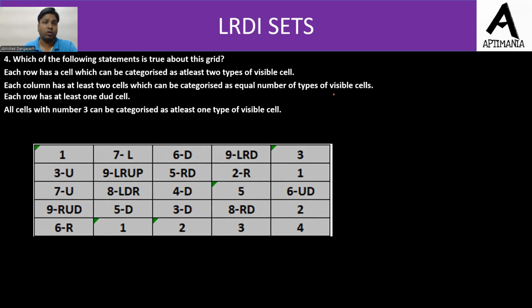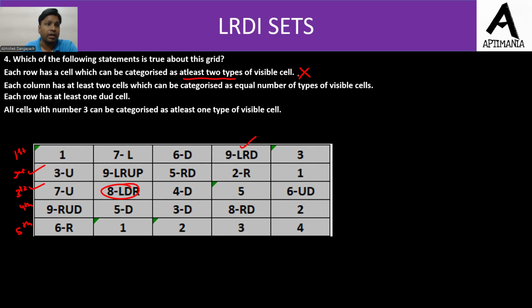Which of the following statement is true about this grid? Each row has a cell which can be categorized as at least 2 type of visible cell. Now let us check for each of the rows. So this is the first row. At least 2 type ka hona chahiye. So yes, we have a 9 which is 3 types that satisfies the condition. In row 2nd, again we have 4 types, so that satisfies the condition. In row 3rd, we have 3 types that satisfies the condition. 4th also we have 3 types, but in 5th row koi bhi aisa cell nahi hai which is 2 types visible. So this is wrong.